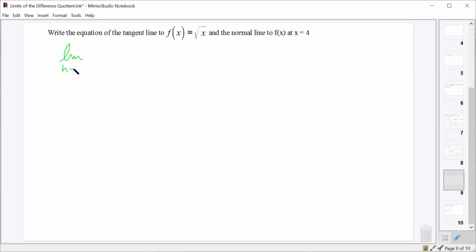Limit as h approaches 0, right? I thought x said h, you know what I mean? Yeah. Definitely. Makes sense. Root x plus h minus root x, all over h. How do we deal with that?